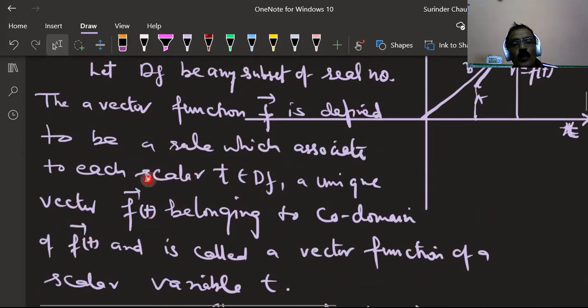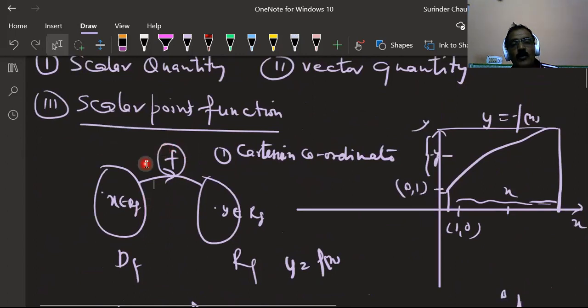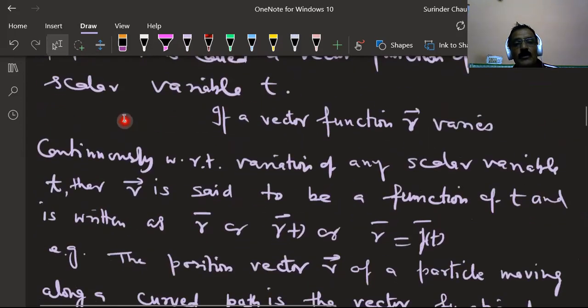So this rule f of t is a vector. If you put a vector here, this structure becomes a vector point function. Vector point function, right?